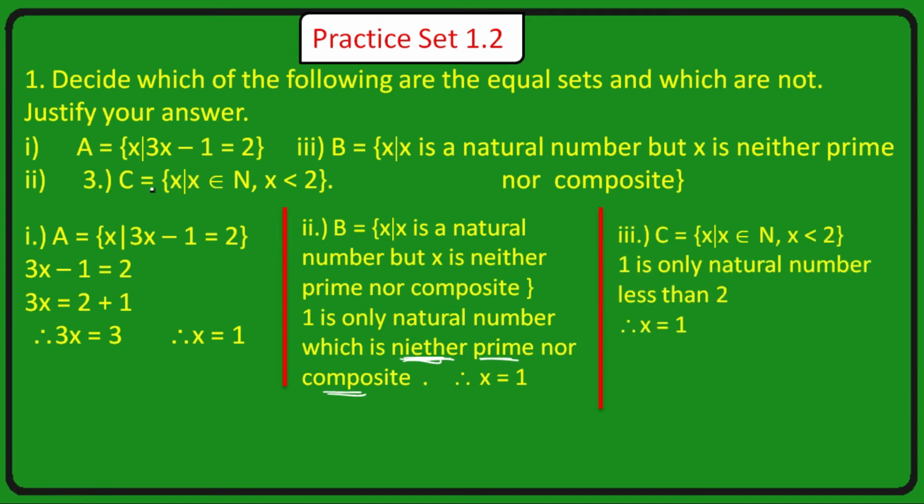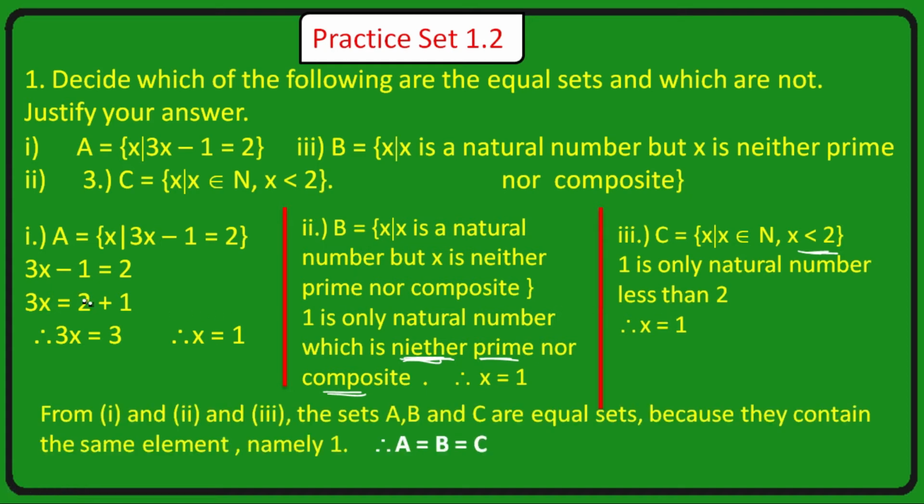So what about the elements in the set C? Here x is a member of N. N means natural numbers. The value may be 1, 2, 3, 4, 5, 6, etc. But here one more condition is given. The value of x is less than 2. So there is only one natural number that is less than 2 and that is 1. So in C there is also one element and that will be the 1.